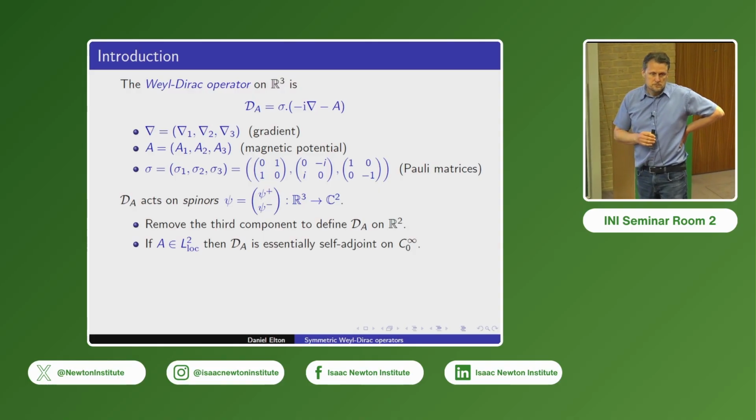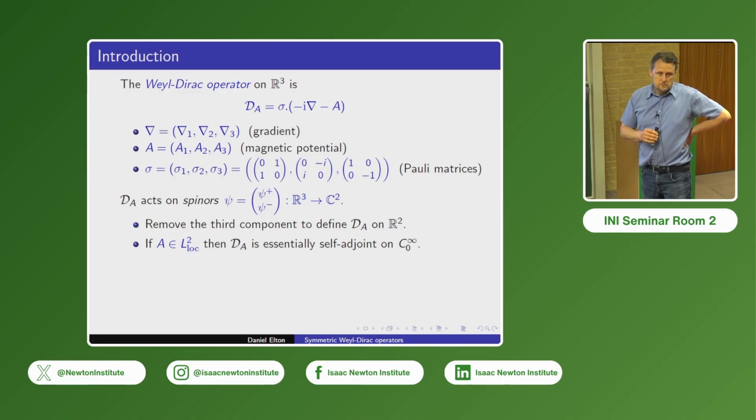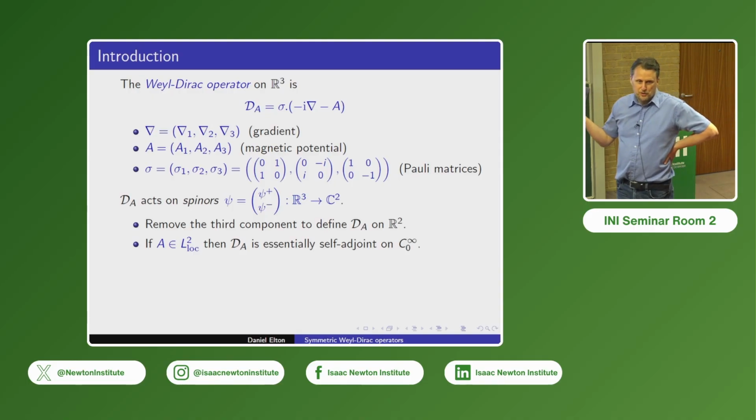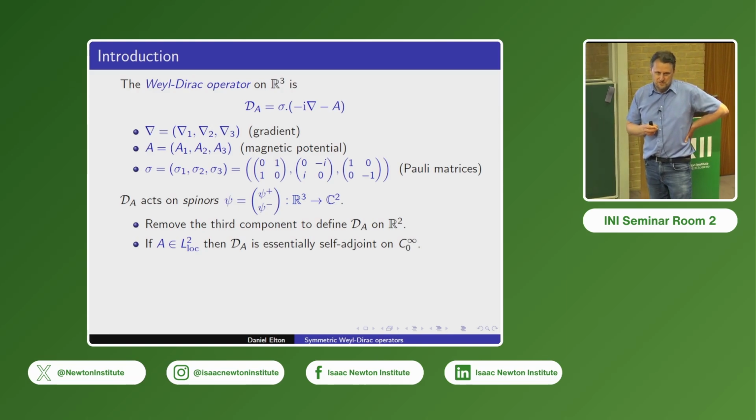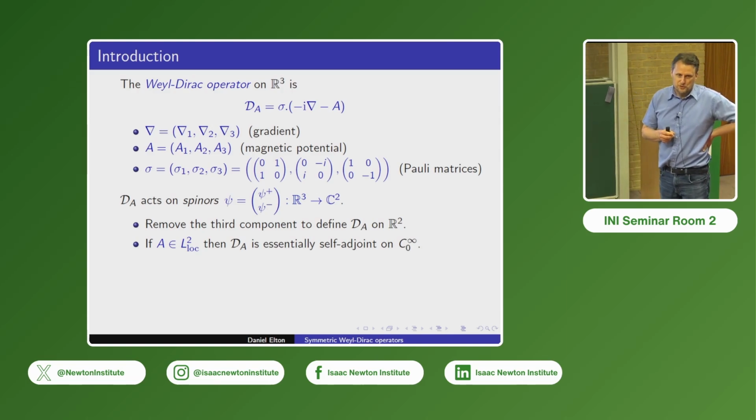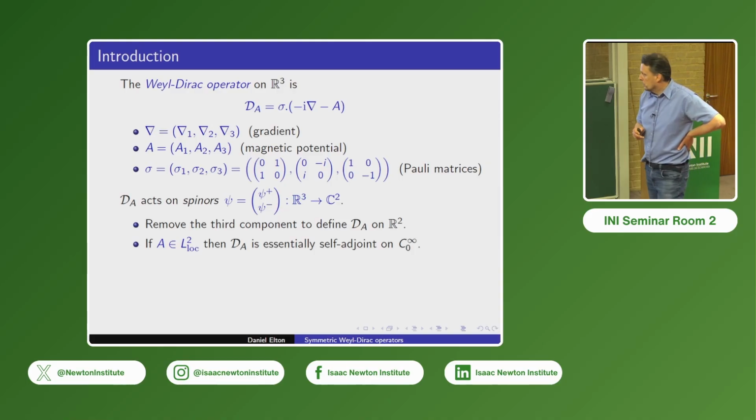I'm a bit confused. I thought normally when you were defining these Dirac type operators on R3, it was for things into C4. Yep. So this is the Weyl part of it. It's half of that. Okay, so it's really somehow half of that. Yeah. So this is the somewhat simpler version in 3 dimensions.